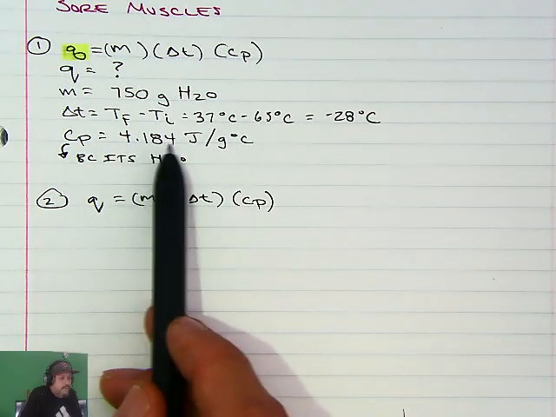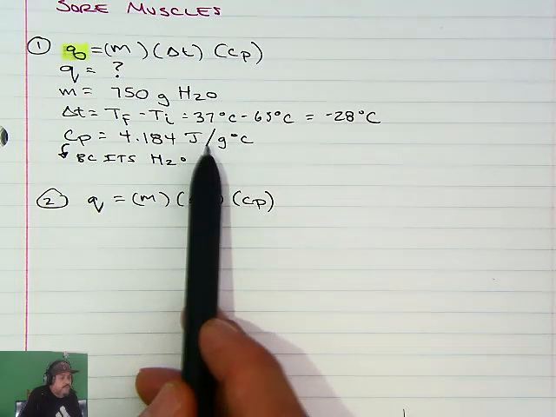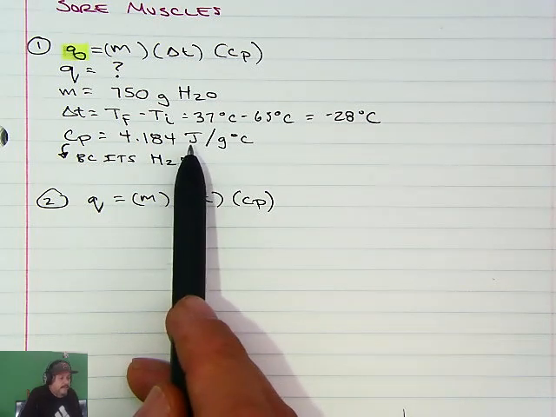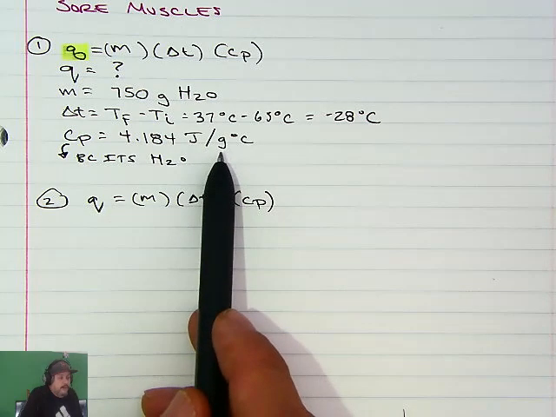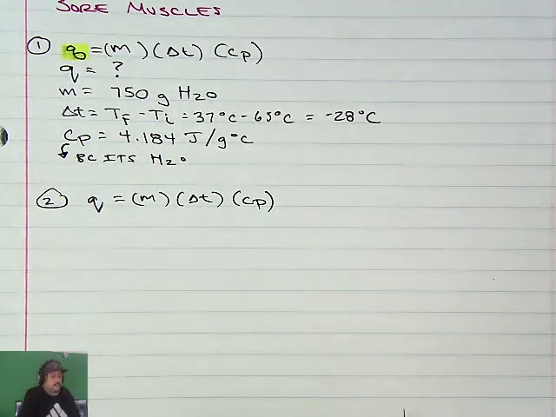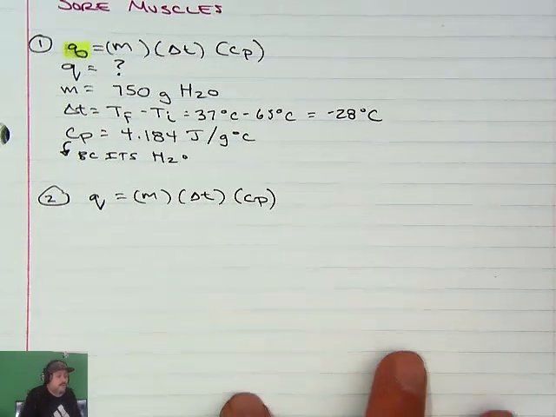If you look at the units that are on the Cp, those are the units that everything has to be in. So if something is in kilojoules, you have to change it. If something is in milligrams, you have to change it to grams. If it's in Fahrenheit, you change it to degrees Celsius. But those are the desired units.